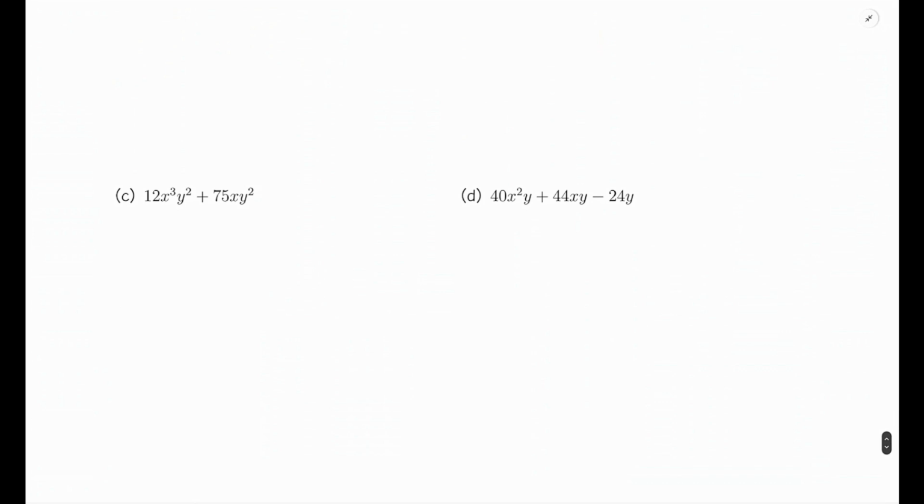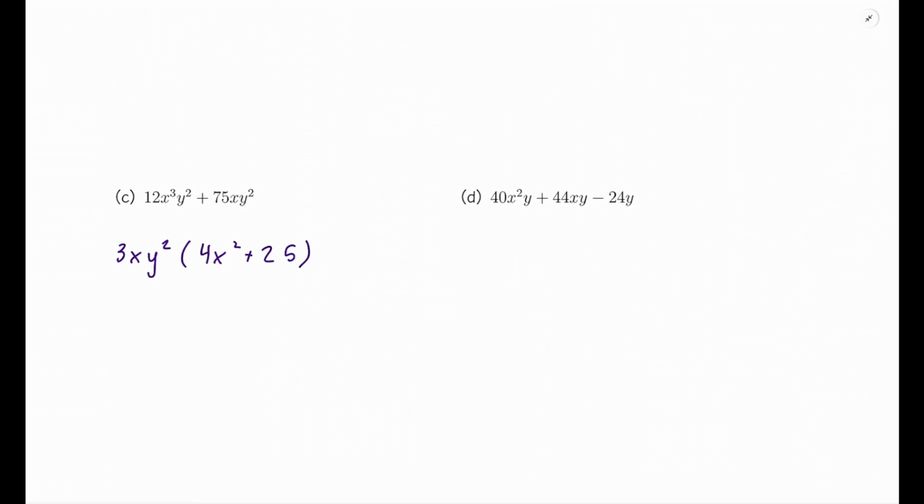Part C, 12x cubed y squared plus 75x y squared. First thing I notice is that I can factor out a 3xy squared, and we'll get 4x squared plus 25. Well, 4 and 25 are both perfect squares, but because this is a sum of squares, it cannot factor any further. So this is our final answer, 3xy squared times 4x squared plus 25.